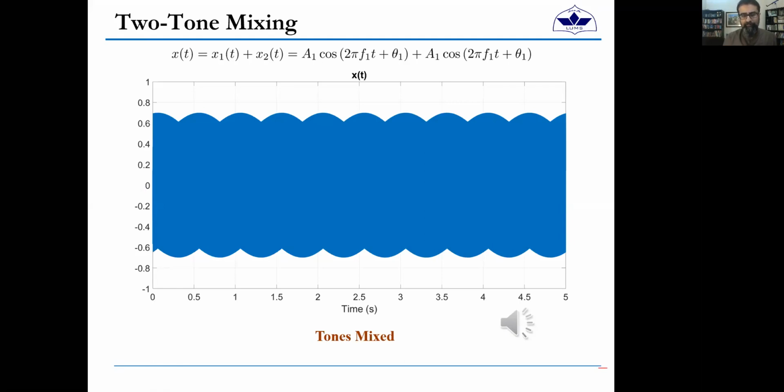So there's a typo here. This should be A2, this is F2, and this is theta 2. Now, if I give you this time domain signal, can you determine A1, F1, theta 1, A2, F2, and theta 2? The answer, once again, is yes, because you're given so much information as far as the time domain signal is concerned. You just have to solve some simultaneous equations to give you these 6 unknowns.